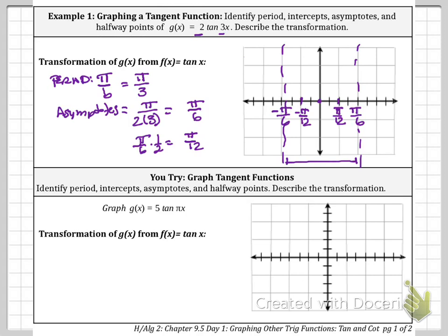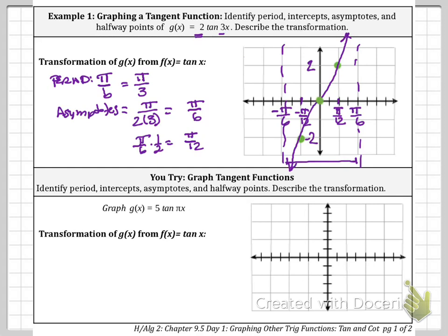Now we look at our a value. Our a value is 2, so that tells us that it's vertically stretched by 2. So it's going to go up 2 and then down 2. So we know that if we're at pi over 12, then we're up at 2. If we were at negative pi over 12, we're down at negative 2. So these are the minimum amount of things that need to be labeled on this graph. So here is our graph. It's going to get closer and closer to that asymptote, but not touch it. And those are the important points for tangent.